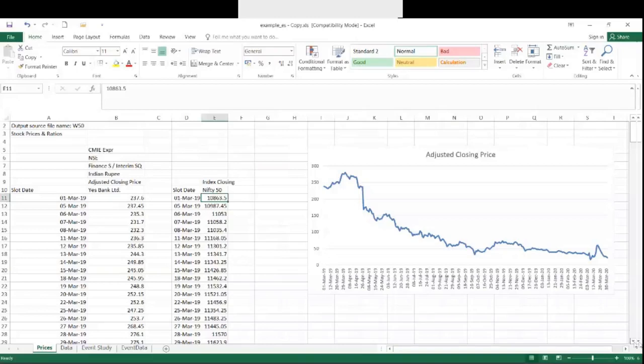So the identification of the event is absolutely critical. You have to be very careful about the choice of the event that you consider.